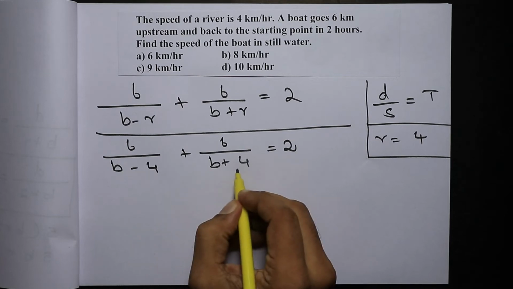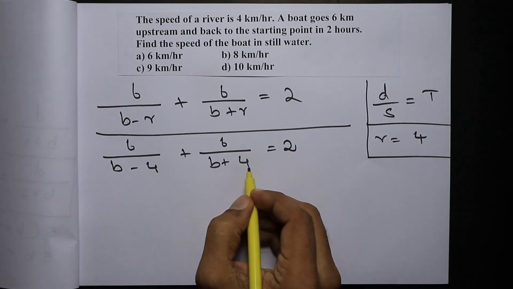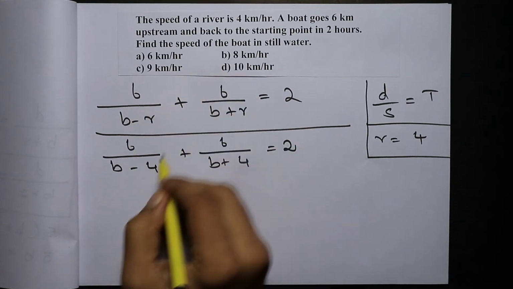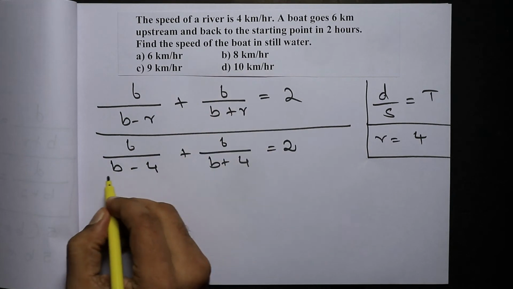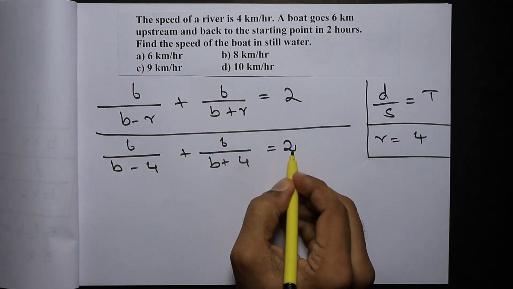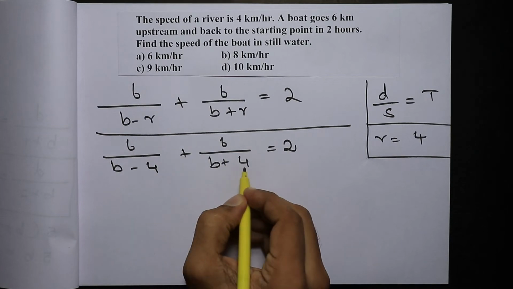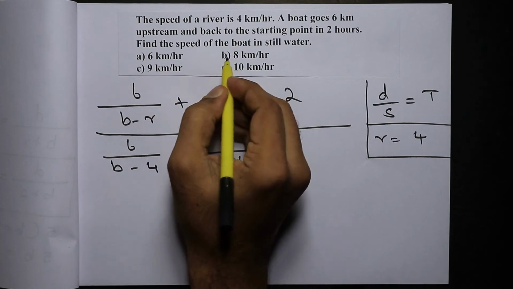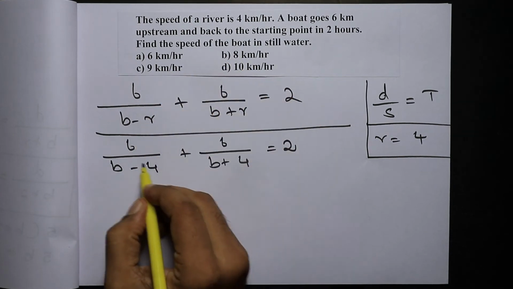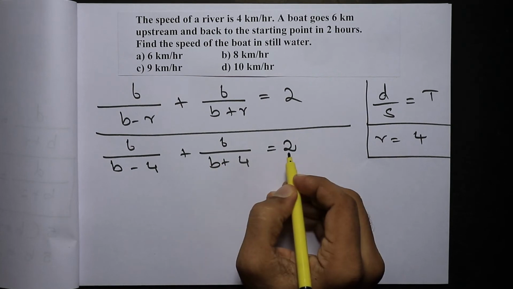Now rather than solving and calculating the solution, you can go from the options. That is, you can find the one that satisfies this equation. Satisfies this equation means upon substitution for b, it should add up to 2. The one that satisfies this equation is the solution, and that will be the answer. So from the options, let us identify the one that satisfies.